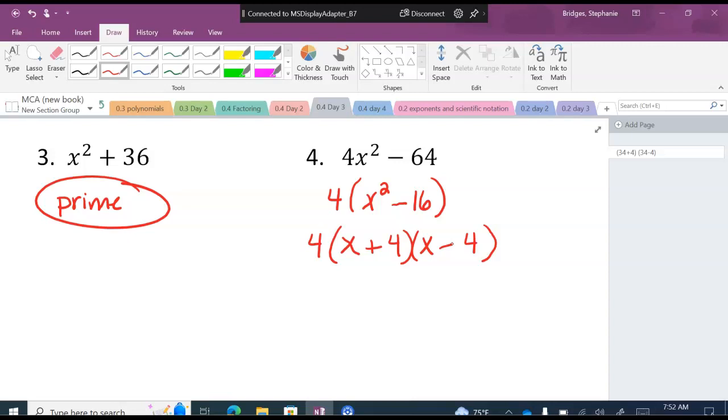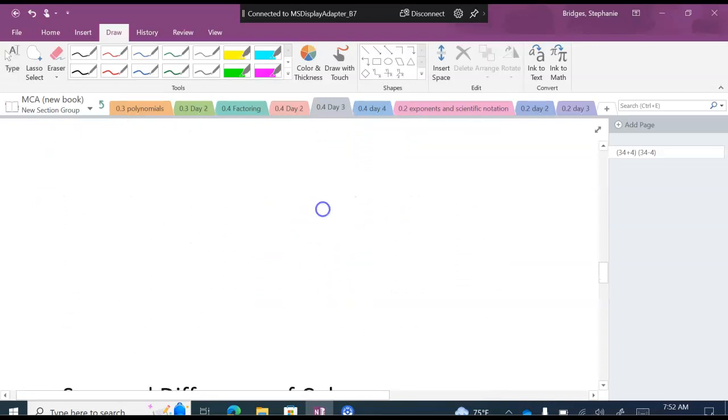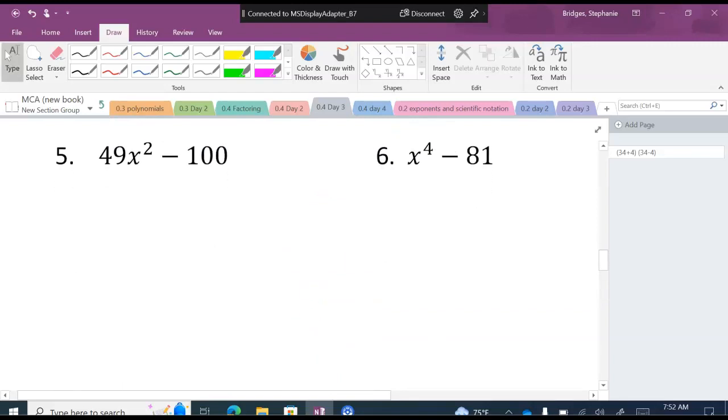Is everybody okay with that? Hold on. Okay. Try both of the, well, try 5, and then we'll do 6 together, and then there's one I didn't add to the notes that I need to show you. So try the number 5, 49x squared minus 100. If you think you can do 6, you can go ahead and try it. 6 is just like the next level up.